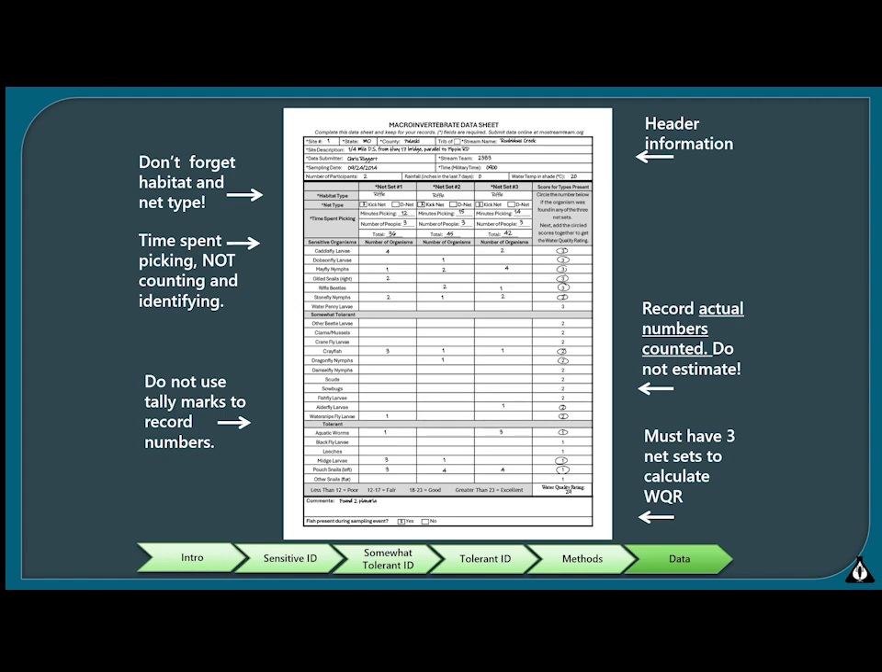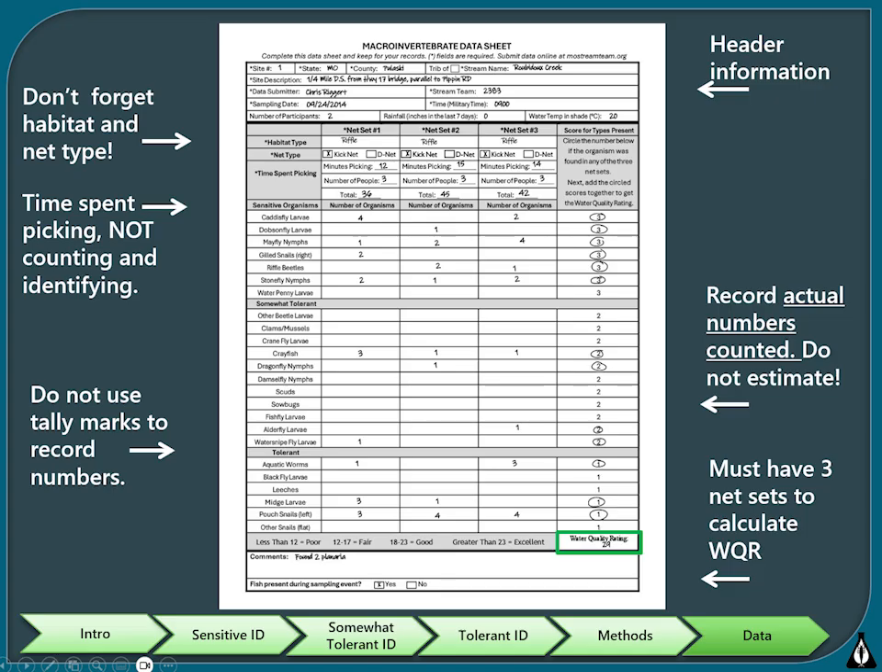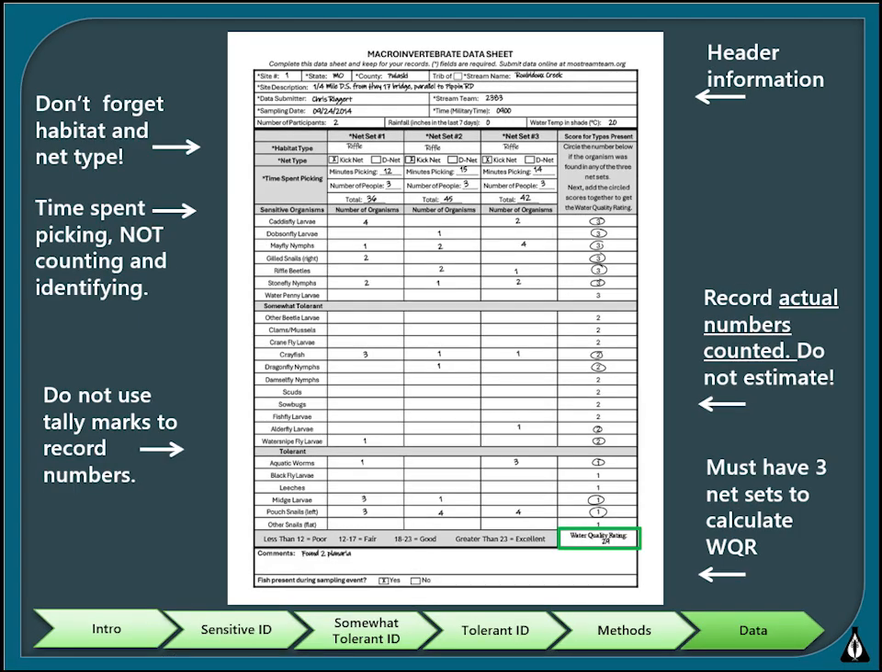In the far right column, it shows circle types present and a corresponding weight or score for each taxa. The sensitive taxa have a score of 3, while tolerant taxa are a 1. If there is a presence of a taxa in any of the 3 net sets, circle the corresponding score in the right column. These will add up to give the water quality rating.